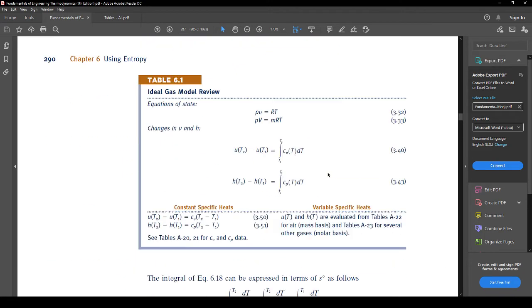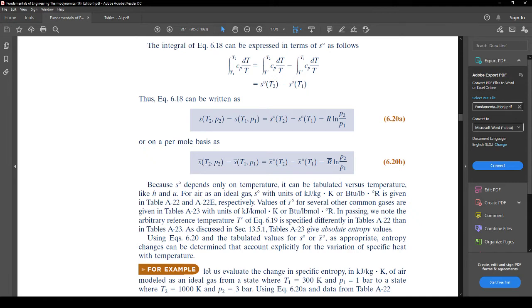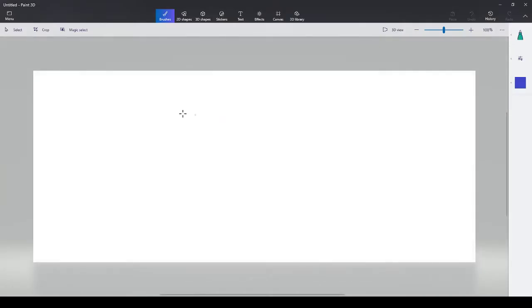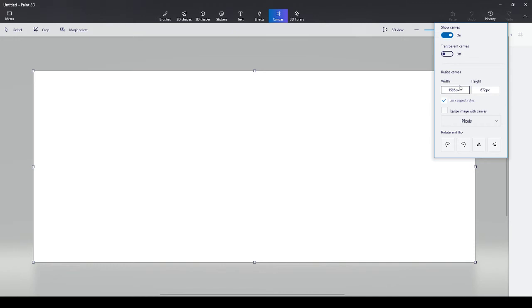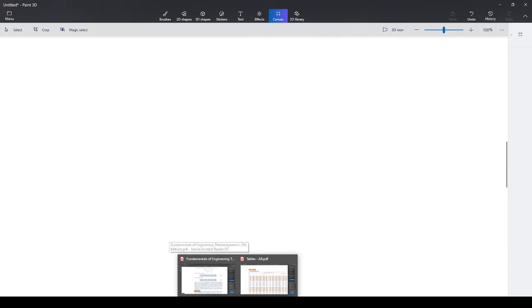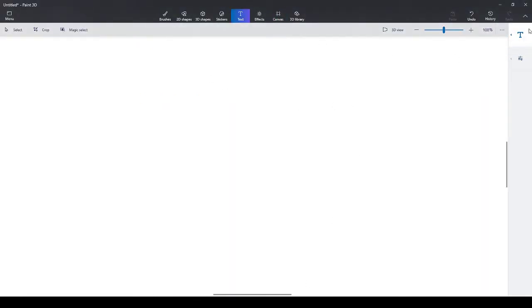Okay? Yeah, it's a lot. But we're going to do this example right here, real fast, because I want to show you what you're going to be facing in your homework. This will be very common questions. So let's go back to the book. It says, let us evaluate this change in specific entropy in kilojoules per kilogram of air modeled as an ideal gas from a state where T1 is 300 and P1 is 1 bar to a state where T2 is 1,000 and P2 is 3 bar.